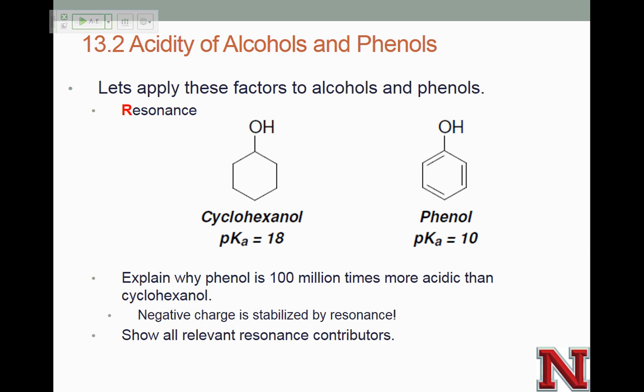Now, compare our alcohol cyclohexanol to our alcohol phenol, and we see that phenol is even more acidic. What's the difference there? Well, in both cases we have a negative charge on the oxygen, but phenol is 100 million times more acidic than cyclohexanol, even though they have relatively the same amount of London forces, because they have the same amount of carbons. The difference here is resonance. We have multiple resonance contributors of phenol, which stabilize the negative charge even more. So that pushes that equilibrium further when we're talking about reacting it with water.